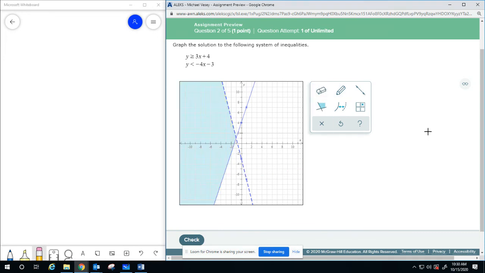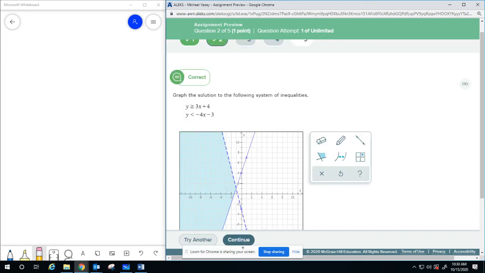And that would be the answer to the question. This is the graph. Let's go ahead and press check. And there it is. We got it correct.